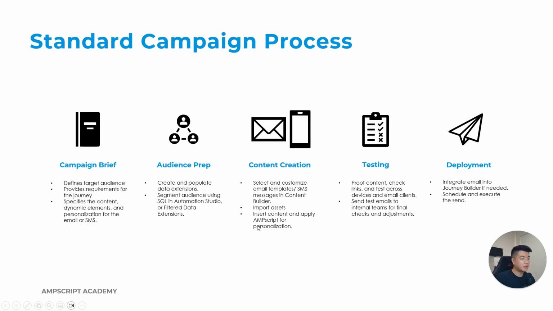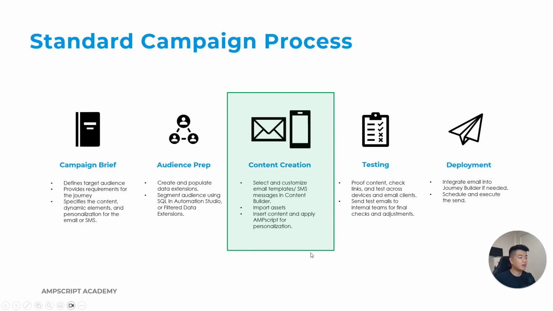Testing here is obviously really important. Once you play around with scripting and AMPscript, you want to see if it actually displays correctly based on the data of the customer. So you'll be working back and forth with the marketer as well to ensure everything's approved. And then you go through the deployment. So that's the whole campaign process. Where AMPscript fits in the picture is really in the content creation section, because that's where you physically insert the code in the template or the SMS to build out your dynamic and personalization components.